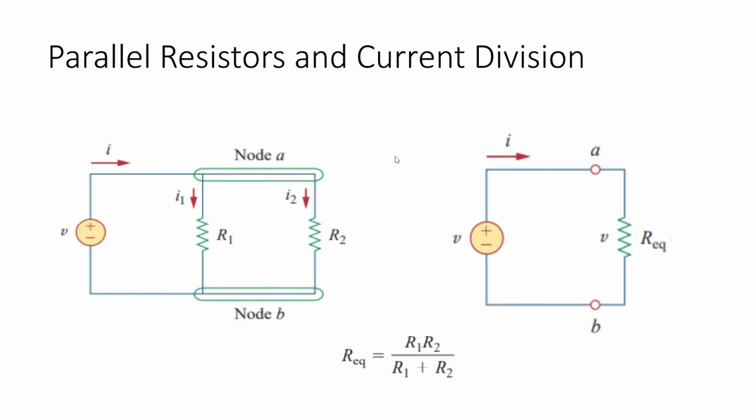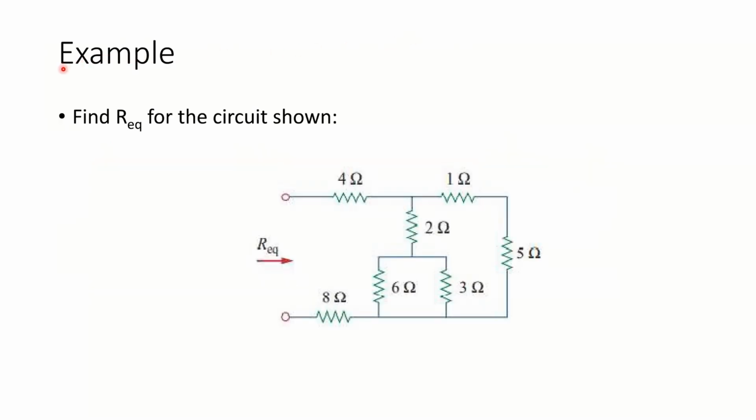This is known as the principle of current division, and it is also known as current divider. Now we can see that, same as we saw in the series resistors, the two resistors here, R1 and R2, are replaced by one resistance, which is known as the equivalent resistance. So now let's discuss an example.